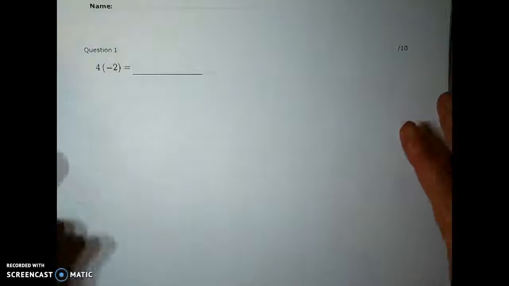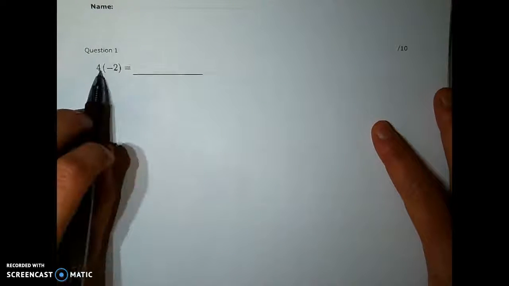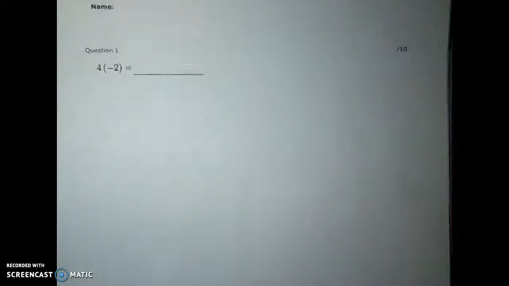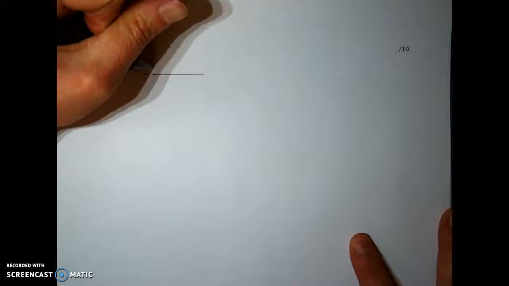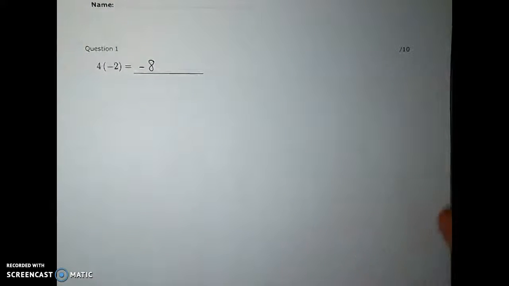We are going to be reviewing the Topic 5 Schoology Basic Skills Test. So the first question on the skills test was 4 times -2. Now we know that the rule when we multiply a positive and a negative is that we get a negative out. So I know that 4 times -2 is going to get a negative number. 4 times 2 gives me 8, so I get -8 as my answer.